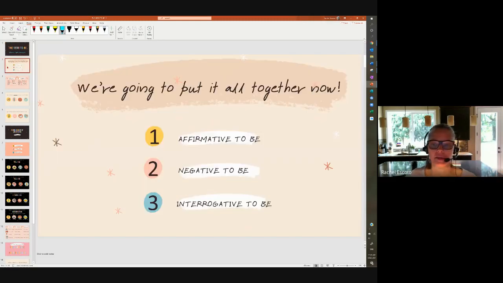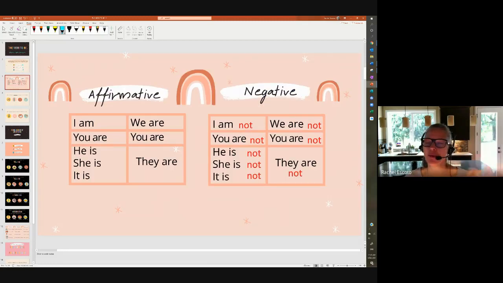Okay. So affirmative to be means, when we're talking about affirmative, I don't like the way that looks. I'm going to fix it. Okay. So affirmative to be is when we're talking about positive. Negative to be is when we're talking about negative, and interrogative to be is when we're talking about questions. Affirmative, negative, and interrogative. And we're going to walk through it a little bit at a time. The whole last section is going to be interrogative. Affirmative and negative, I think you guys are pretty good with that.